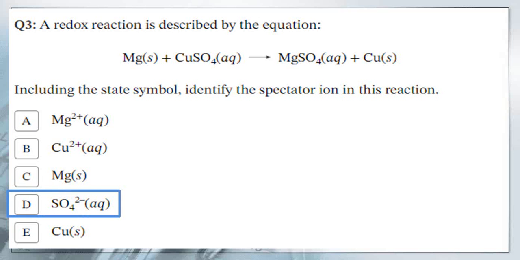So the right answer, I think it's easy and very important at the same time. We must look at the question very accurately and concentrate when trying to answer. It's very easy, but we must look at the equation carefully. So the right answer here will be the sulfate group SO4 negative 2 aqueous.